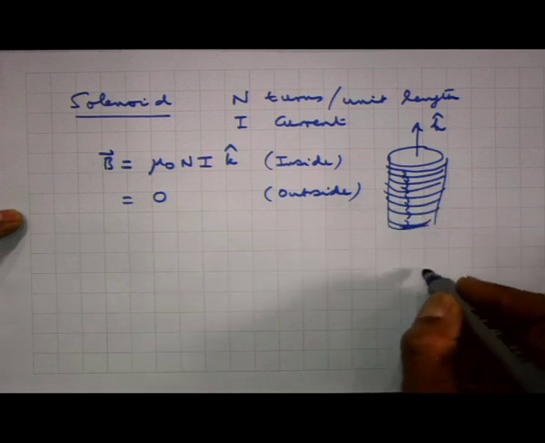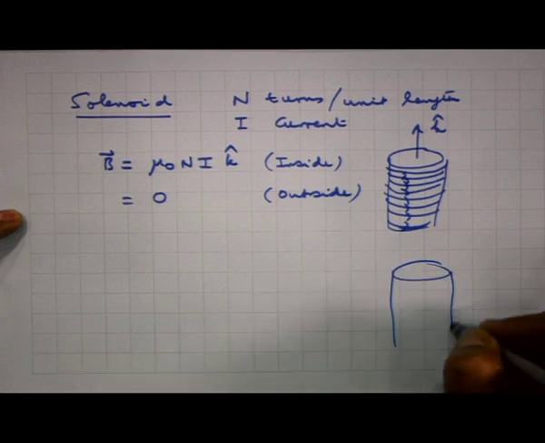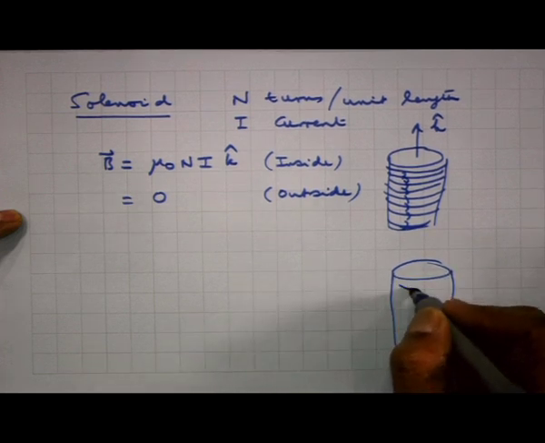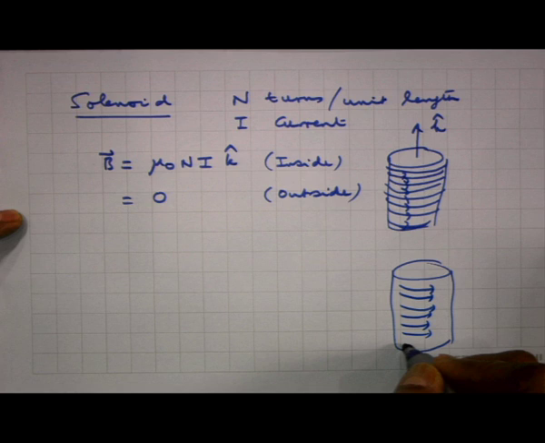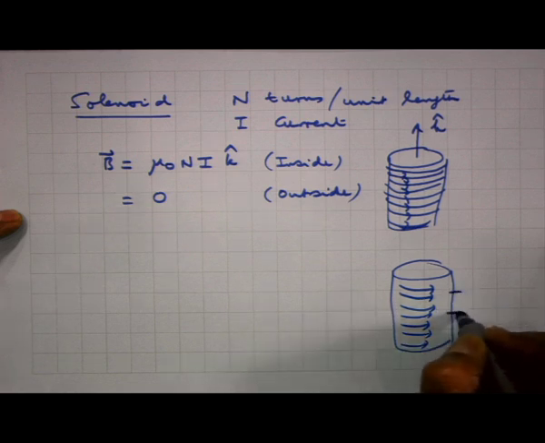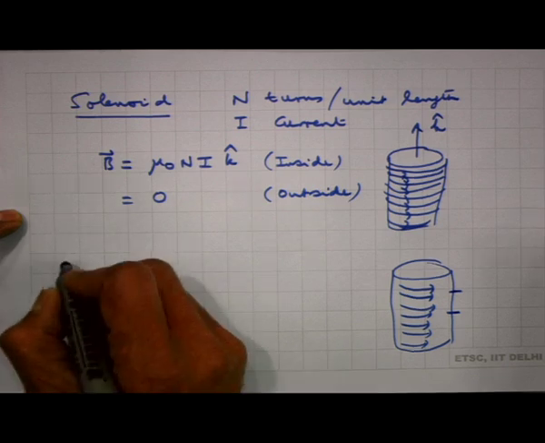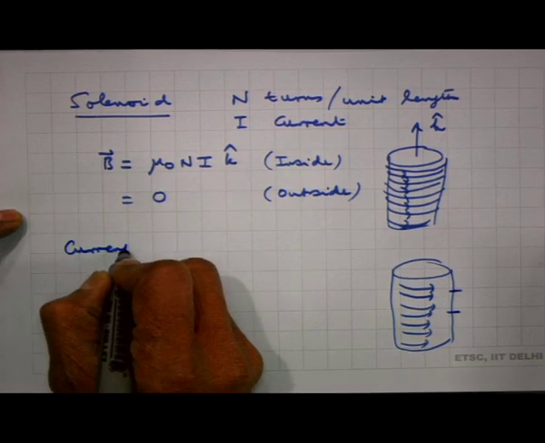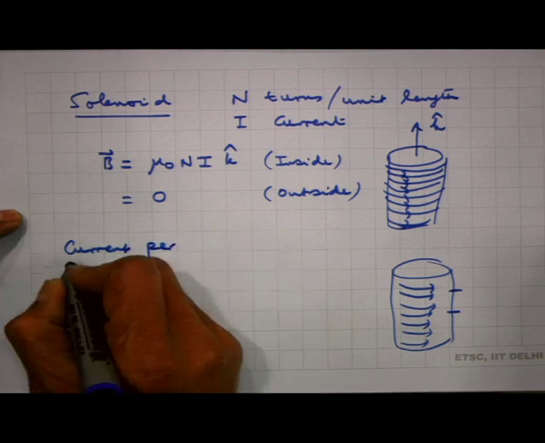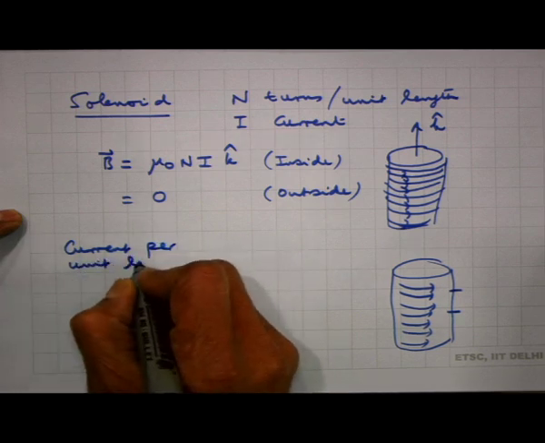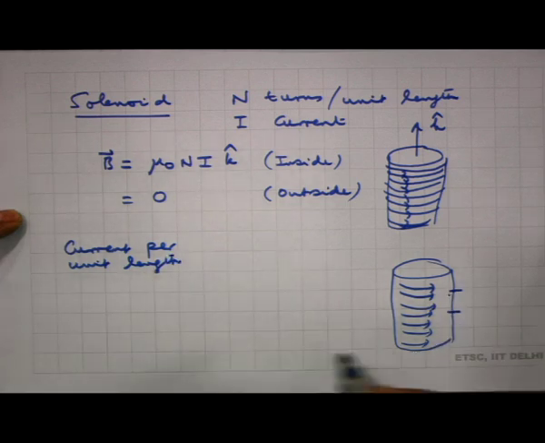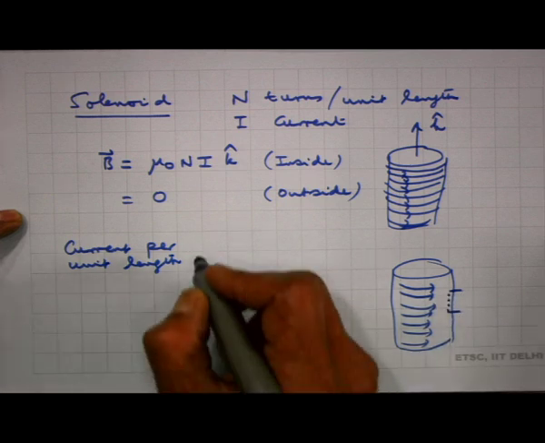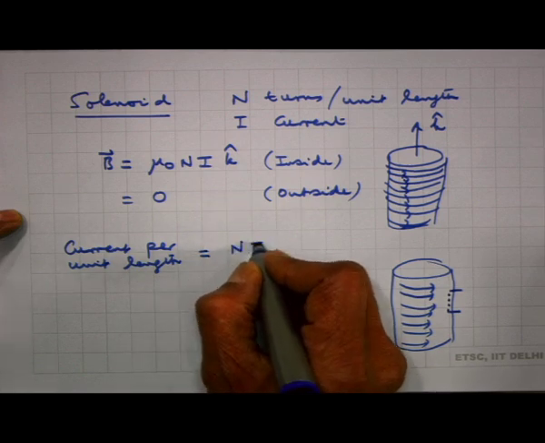So, I can imagine as if the solenoid has a current going like this. These are wires carrying actual current. So, if you take a unit length, what will be the current per unit length? In a unit length, there will be n turns, each turn carrying a current I. So, current per unit length will be n I.